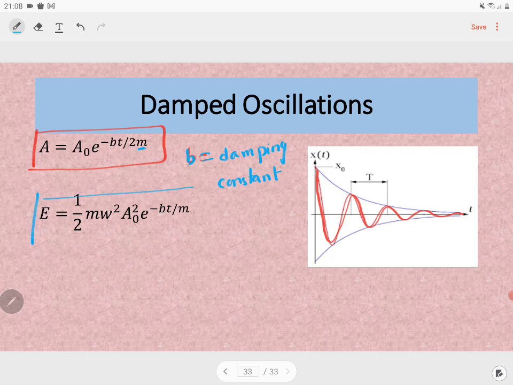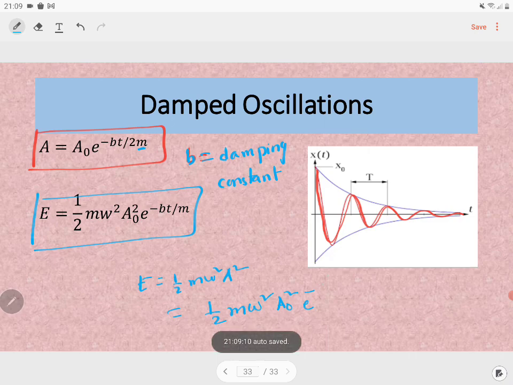And this is how energy varies. E is equal to half m omega square a square. In place of a, if we substitute a naught e to the power of minus bt by 2m, the whole square of that will give minus 2bt divided by 2m, the 2 will cancel, and you will get this expression. So these two formulae are important, children, in damped oscillations.